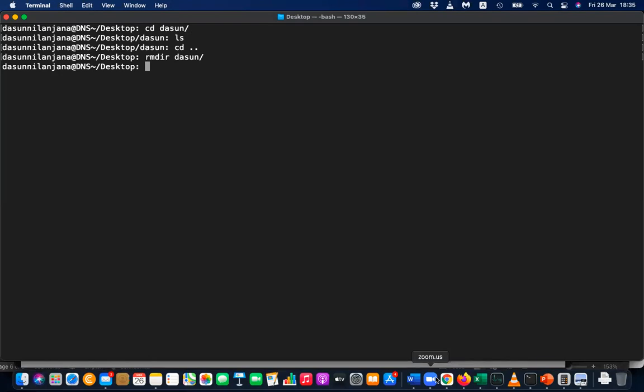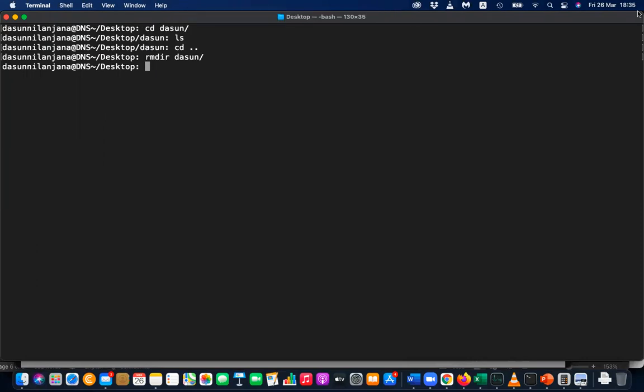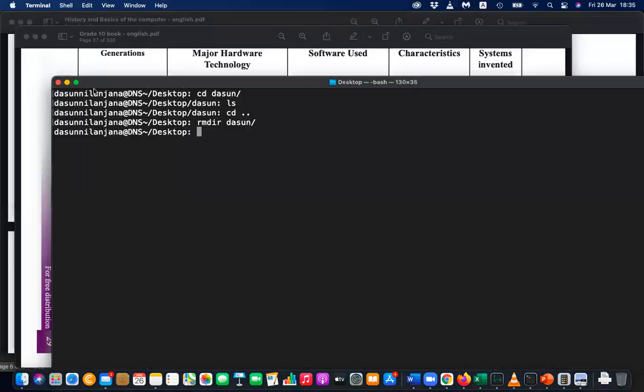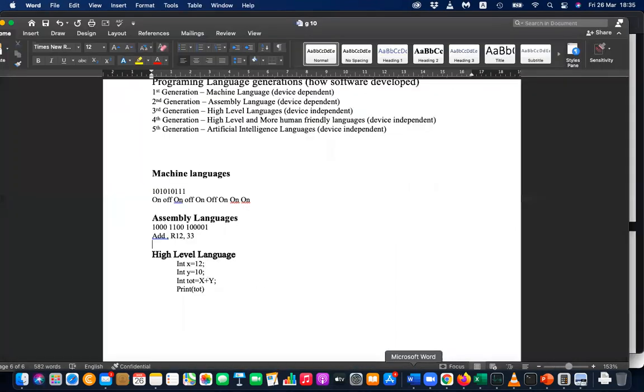Initial operating systems were like that. But later they introduced nice menus, icons, and windows. Windows, icons, menus, and graphics were introduced. That is called GUI. So you can just write the terminology.